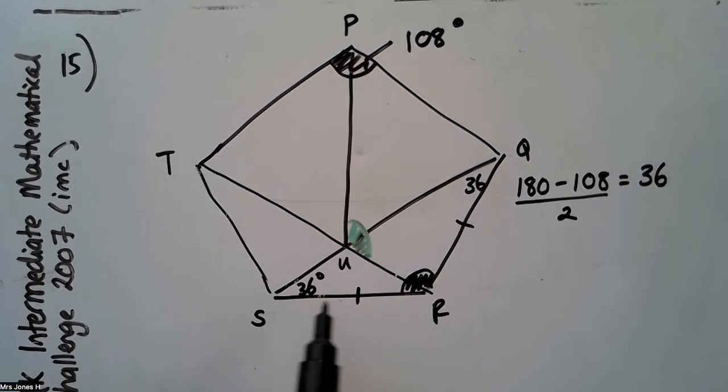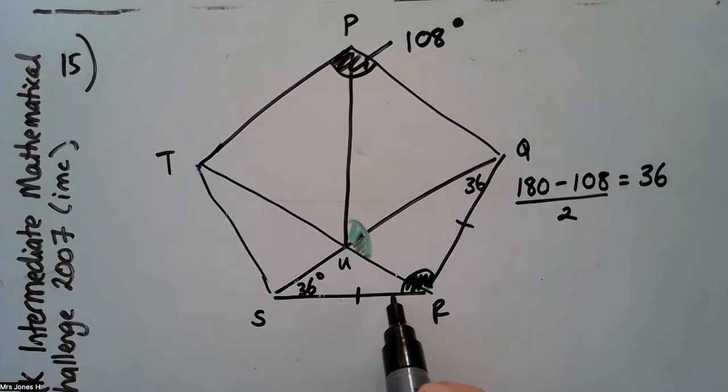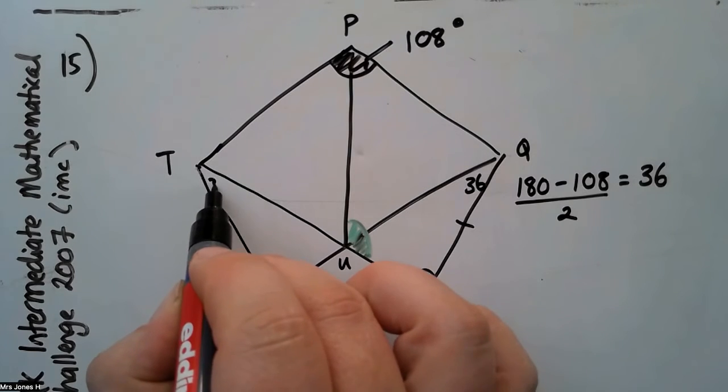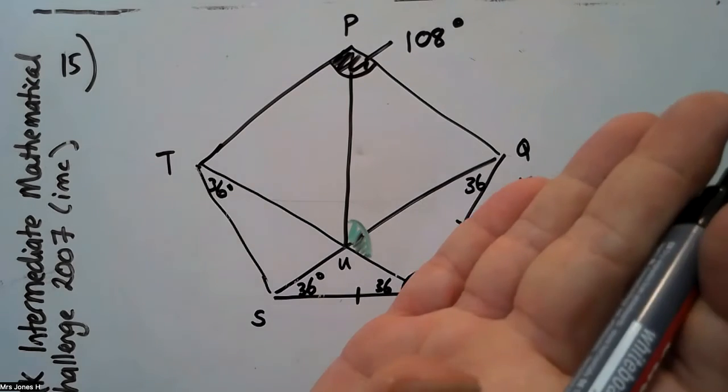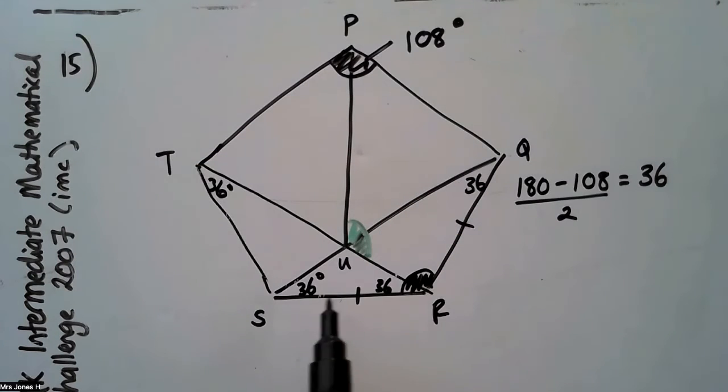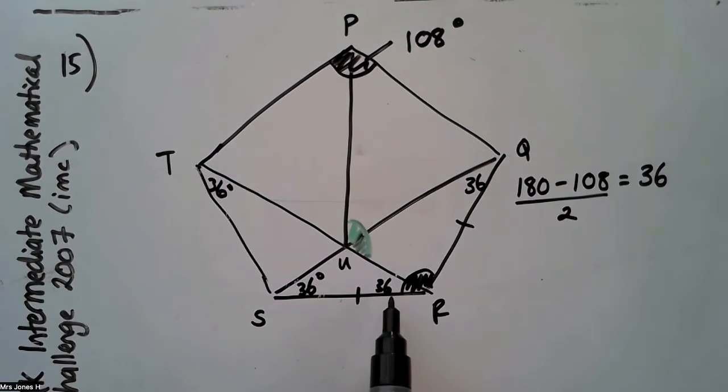The same goes for this triangle here, this one and this one. So this will be 36 and this one will be 36 because it's just by symmetry across. If these two are 36, then this one here, that U is actually going to be 108. So I'm just going to put this in here.